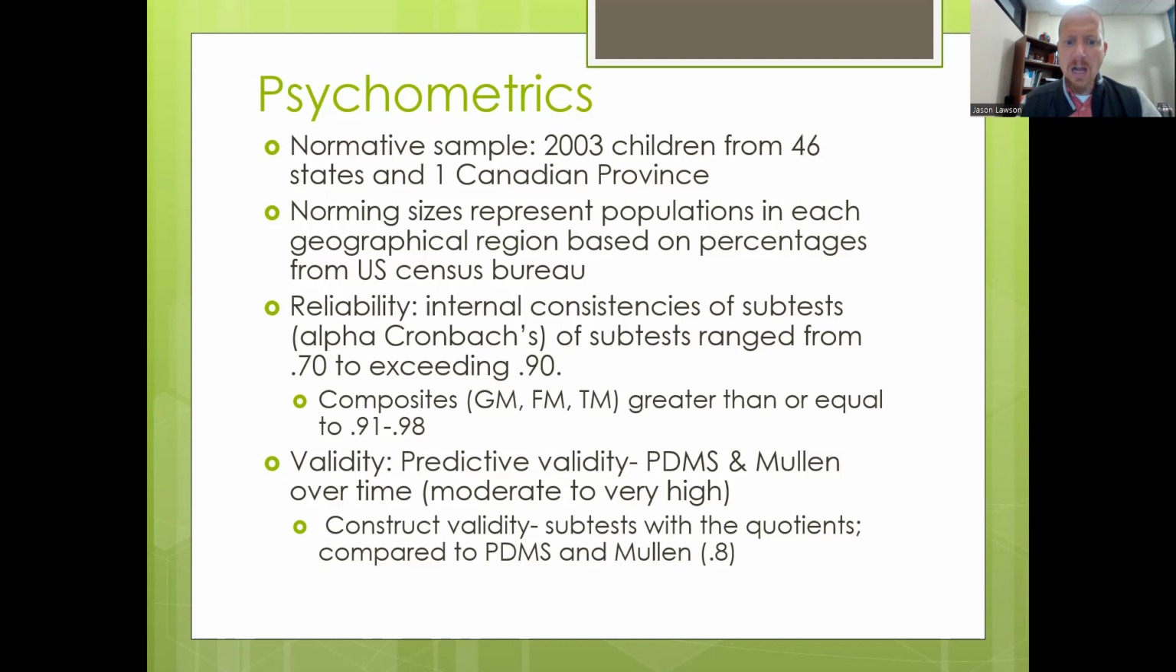They also did construct validity, looking at the constructs of the fine motor quotient and total motor quotient, and compared those with the same similar areas on the Mullen. They were able to get a 0.8, which was a really good comparison to establish its validity, meaning it stands up over time.